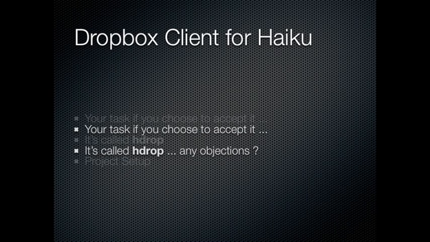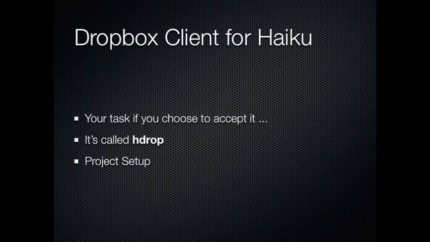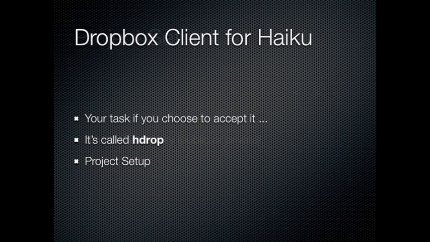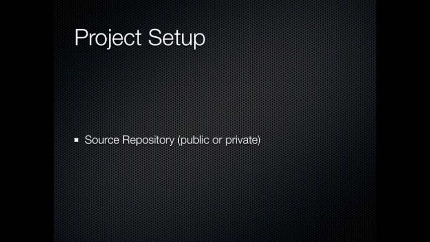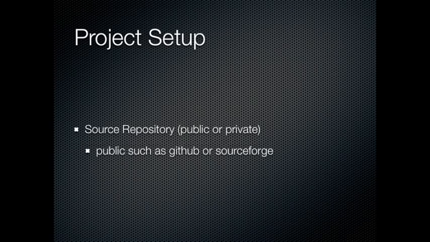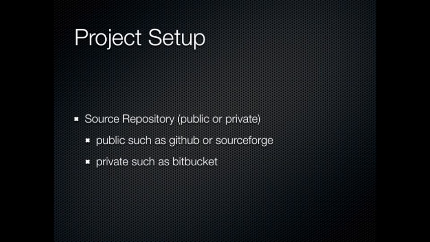So first of all, we're just going to quickly run through a project, all the basics that you need for setting up a brand new project. As I mentioned before, source repository, you can either go the public or the private route. Public ones such as GitHub or SourceForge, or private ones such as Bitbucket. Also, to touch on that Git issue that I had, I did actually try setting up a private Bitbucket one and so had the same problem.